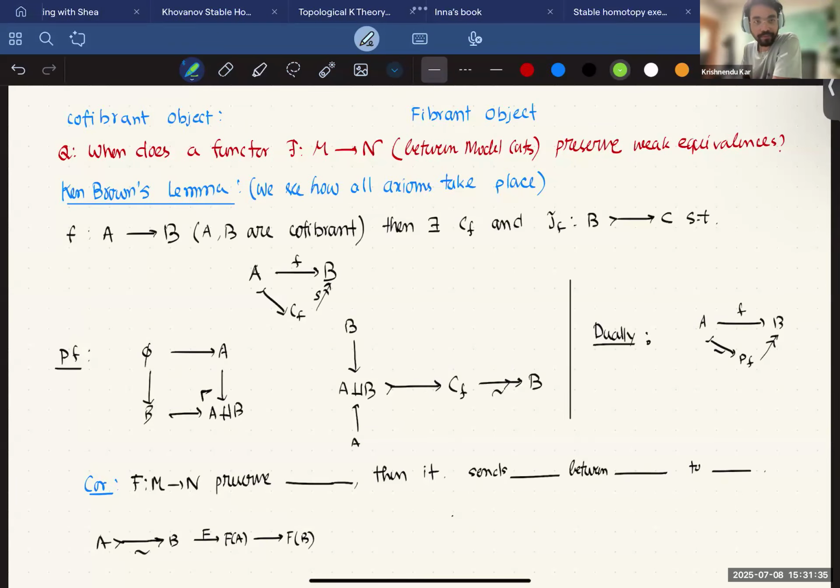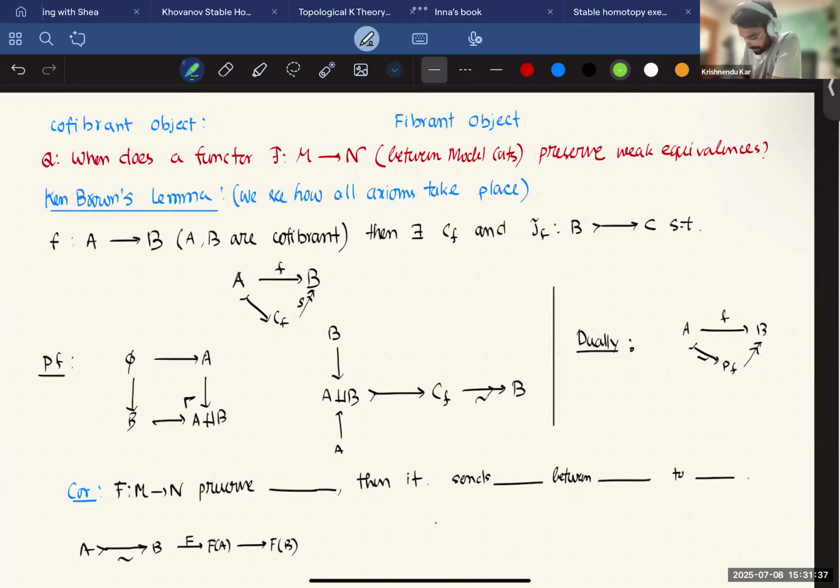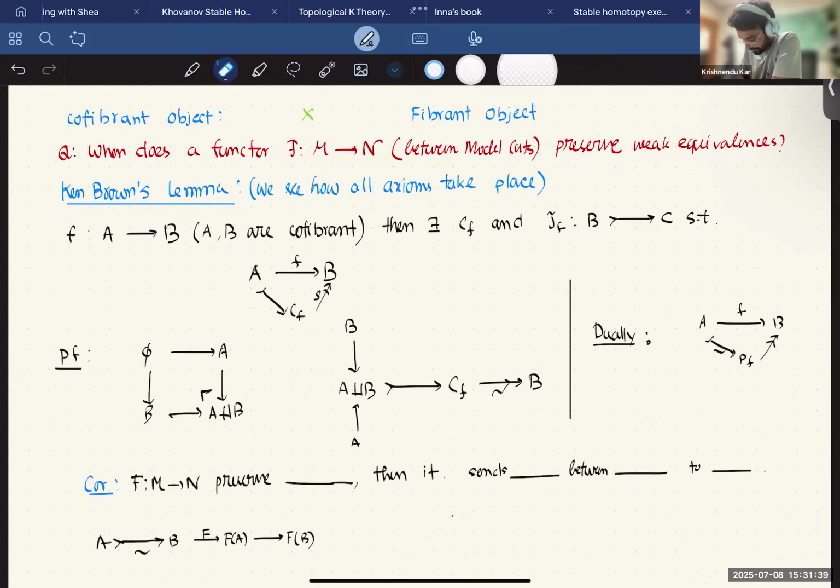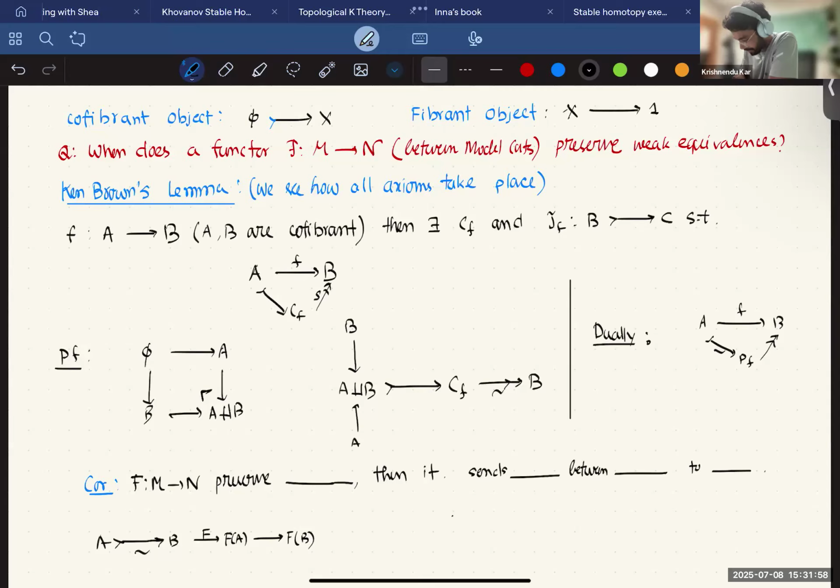A cofibrant object is an object X if the unique morphism from the initial object is a cofibration. This is your condition over here. And it's a fibrant object if your unique map to your terminal object is a fibration.